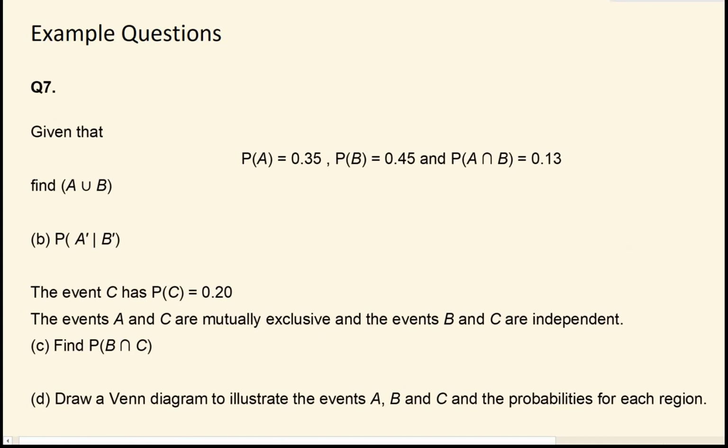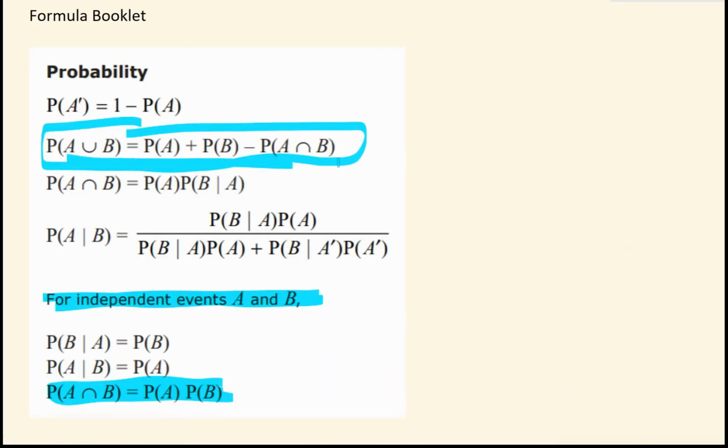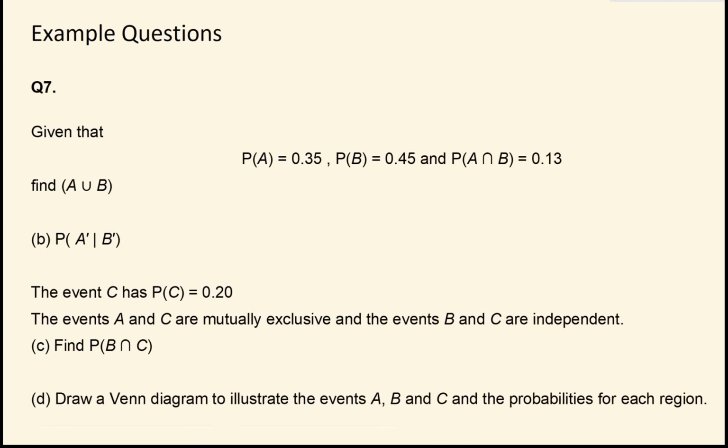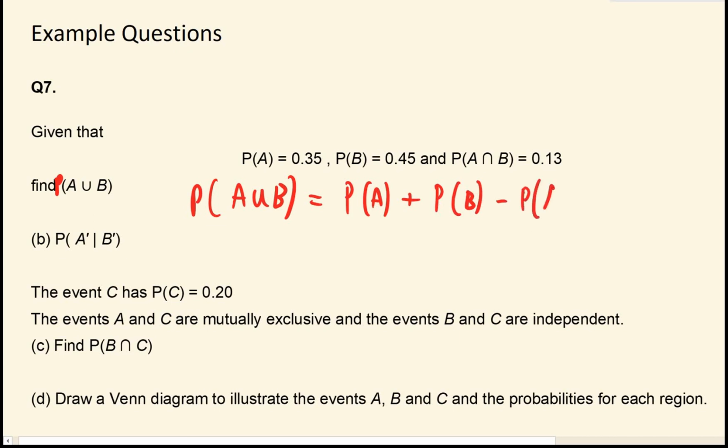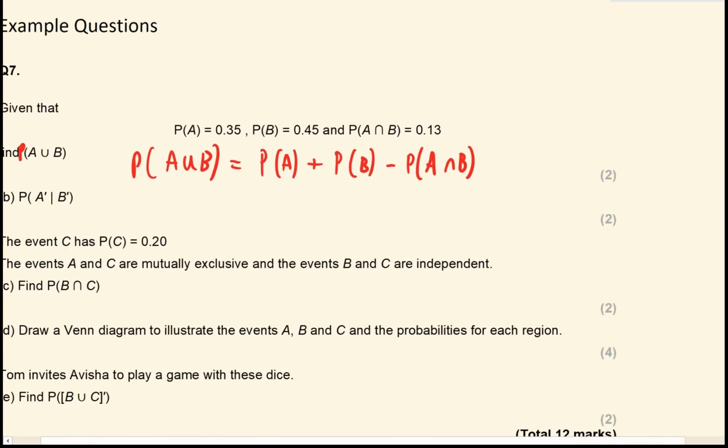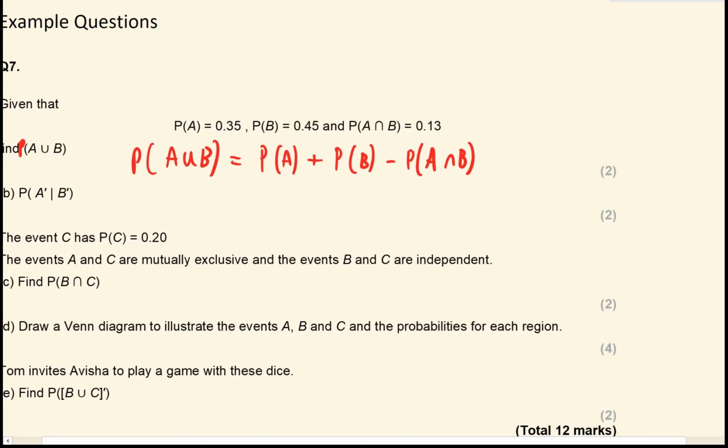So we're going to do some probabilities. We're going to look at the probability of A or B. For that, we can just use this formula here. The probability of A or B, again there's a missing P here, is going to be the probability of A plus the probability of B minus the probability of A and B. So working that out, if you add these two together, it gives you 0.8, and then we minus 0.13, so it's going to be 0.67.